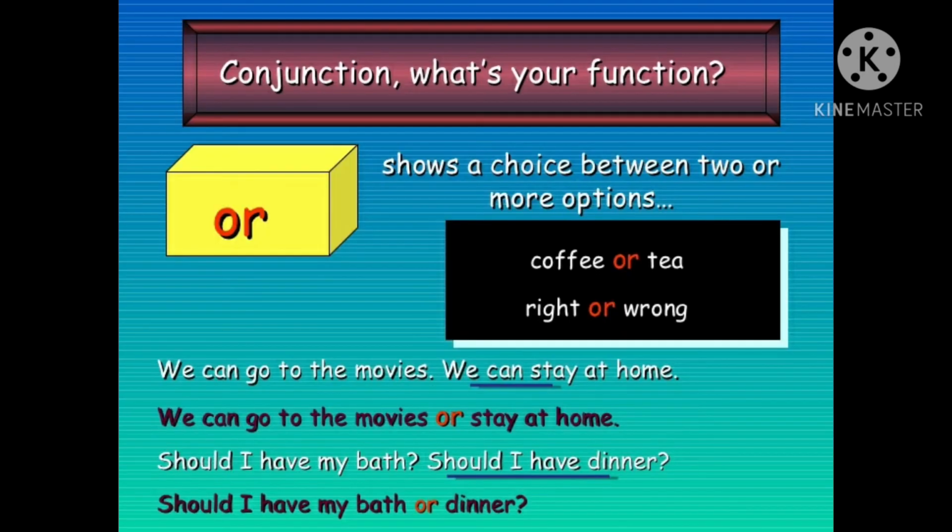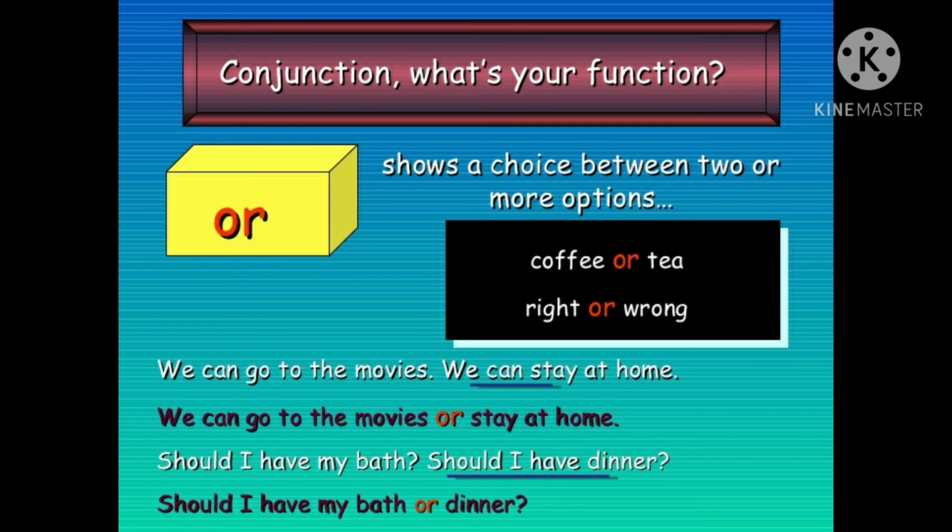Next one is or. It shows a choice between two or more options. Coffee or tea, right or wrong. We can go to the movies, we can stay at home. So how will we write? We can go to the movies or stay at home. So there are two options. Either we can go to the movies or we can stay at home. That's why we have put or there.